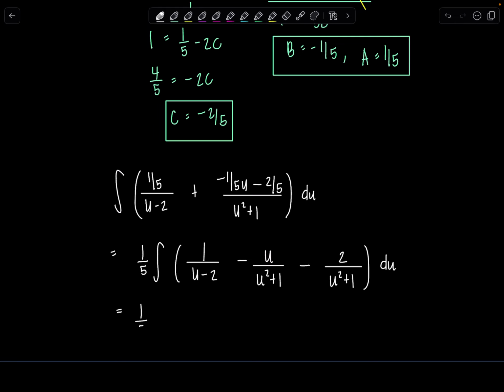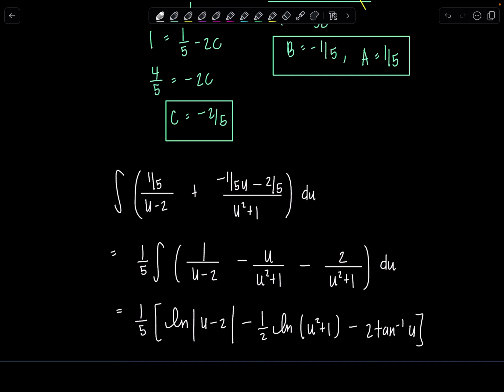Okay, so here we go. 1/5 natural log absolute value u minus 2 minus, this next one's going to be 1/2 natural log absolute value u squared plus 1, but that's also never going to be negative. So I can just write parentheses if I want. Minus 2 tan inverse of u, and then plus c. And then don't get too excited. It's not time to box our answer.